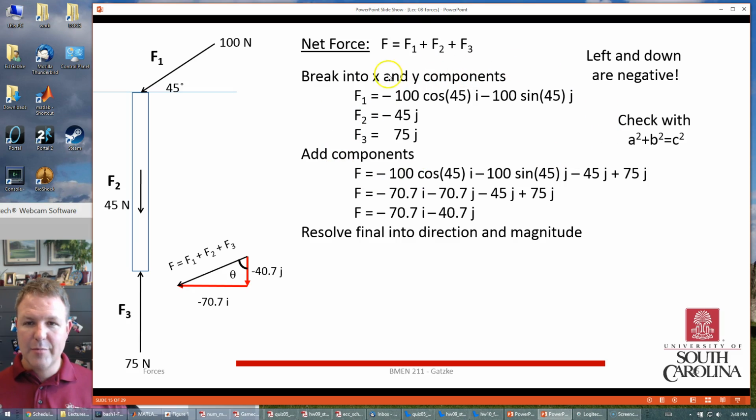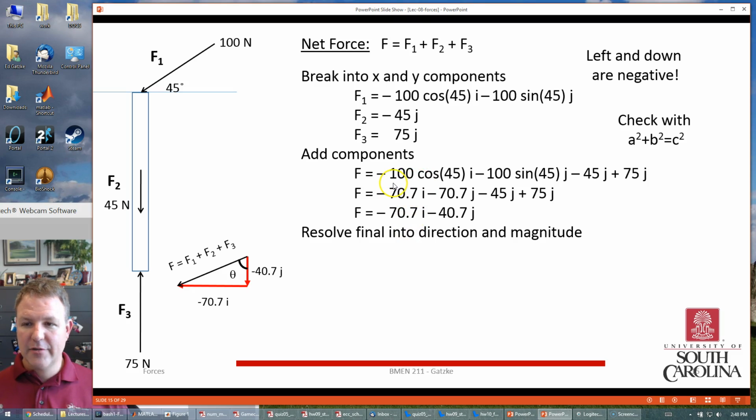So we have to break that into components. Break F1 into the x component and the y component. F2 is only down, so it only has a negative j component. And F3 is only up, so it only has a positive j component. And we found the x component for F1 based on the size of F1 and the angle that we know it's making with this value. And same for F1 and the y component. So we have these values. We put numbers in for these values.